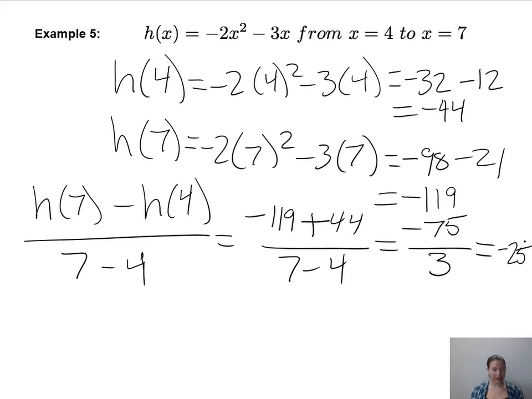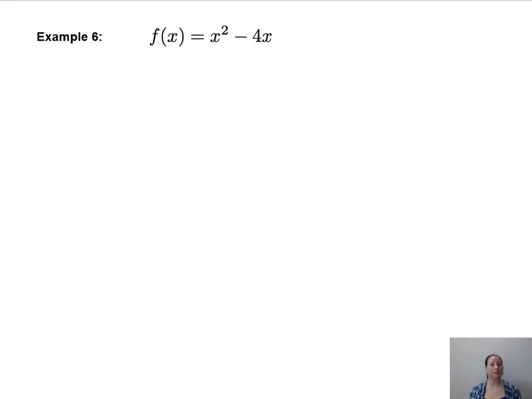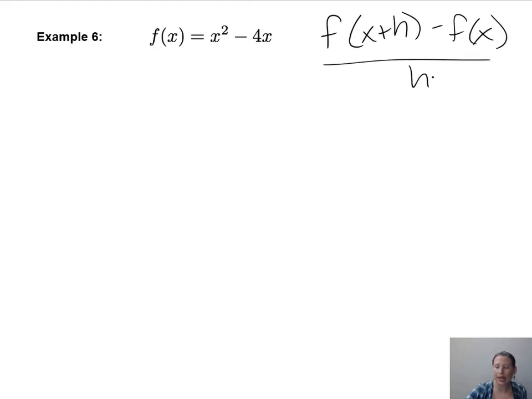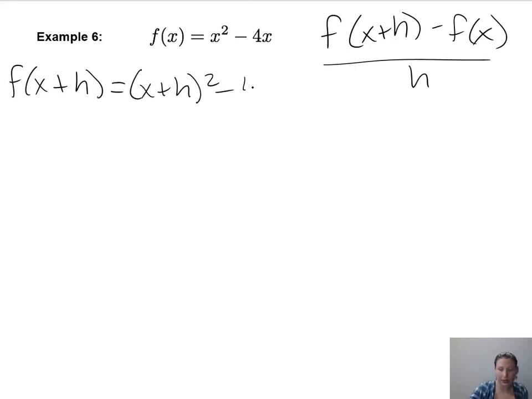All right, so now let's think about an example of the difference quotient. So remember, the difference quotient was f of x plus h minus f of x divided by h. So that means we need to find f of x plus h first. So f of x plus h is function notation, right? For just plugging in, replacing the x's with x plus h. So that means we have x plus h squared minus 4 times x plus h.